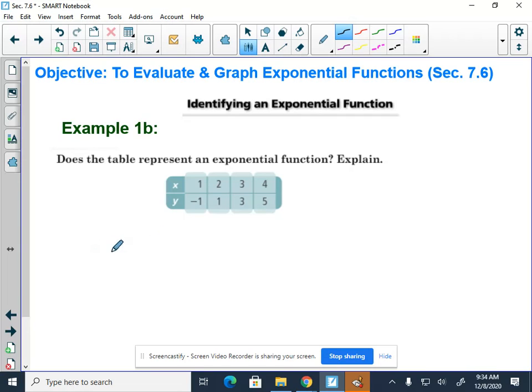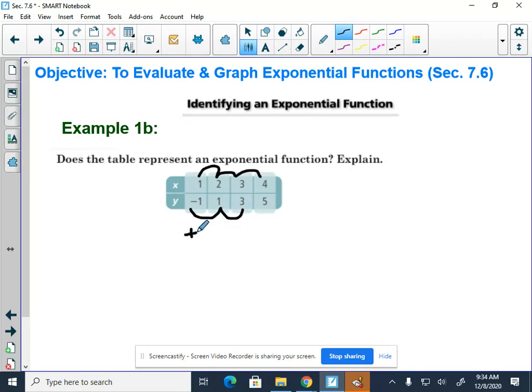Does the table represent an exponential function? Okay, so this one, first, let's look. These are going up 1, up 1, up 1. So that's what we generally are going to look for in the x. But this one, on the bottom, to get to that one, if I multiplied, I'd have to multiply by -1 to make it +1. Then if I multiply by -1, it doesn't work.